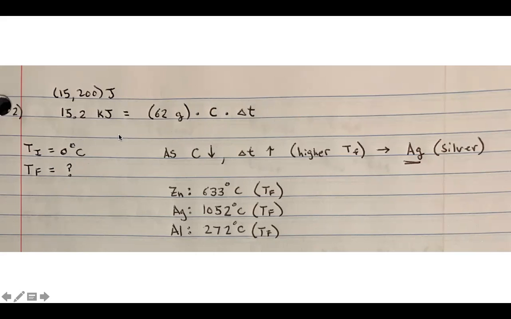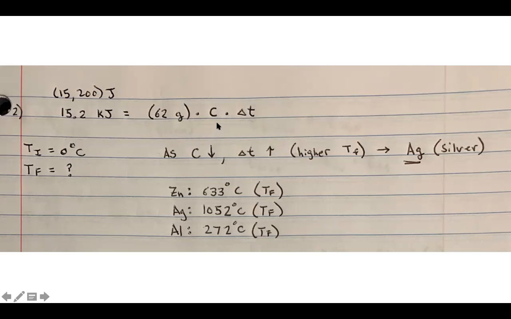We can see when looking at this equation the relationship between these variables. If our specific heat capacity decreases, that means our change in temperature has to increase, because it's a fixed amount of heat and a fixed mass. So as c decreases, delta T increases. And because the initial temperature for all of these is 0 degrees Celsius, as our specific heat capacity decreases, our final temperature is going to increase. Which of these options has the smallest specific heat capacity? That was silver, and so silver would have the highest final temperature.